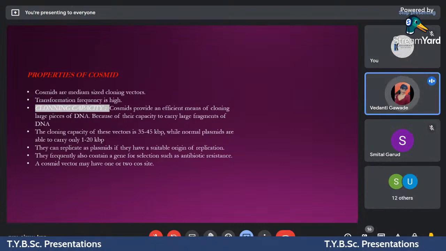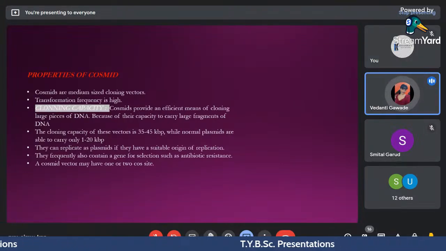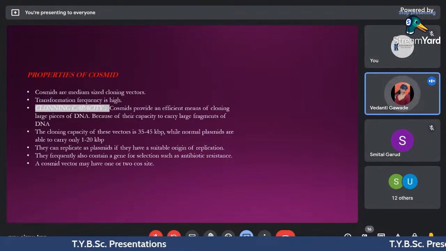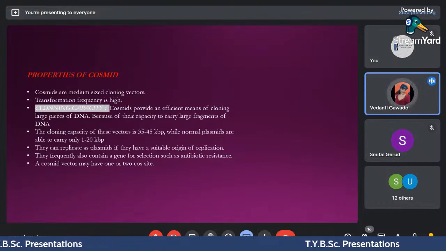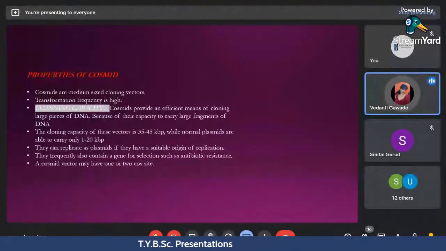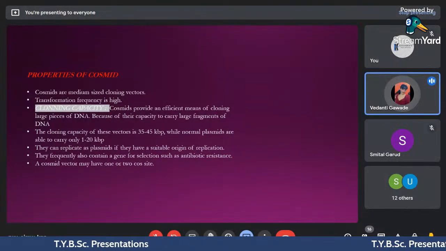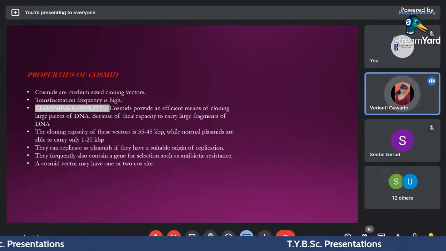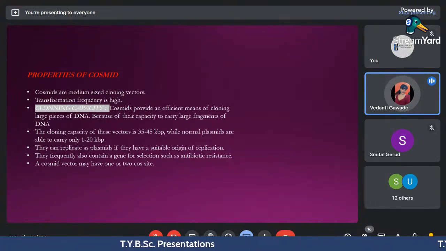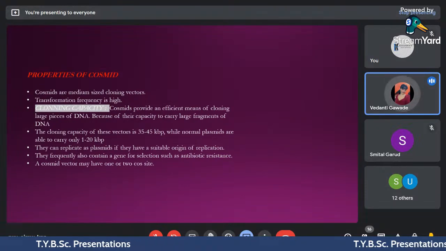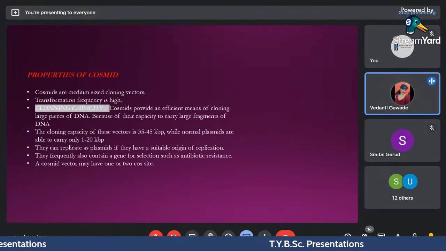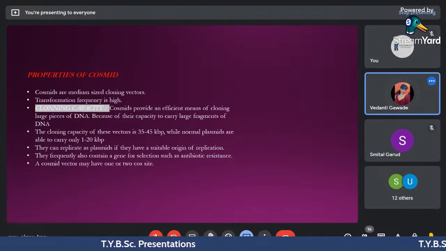So the properties of cosmids. Cosmids are medium-sized cloning vectors. Their transformation frequency is high. Their cloning capacity is 35 to 45 kilobase pairs, whereas a normal plasmid can only carry 1 to 20 kilobase pairs. They replicate as a plasmid if they have a suitable origin of replication. They frequently also contain a gene for selection such as antibiotic resistance. A cosmid vector may have one or two cos sites.